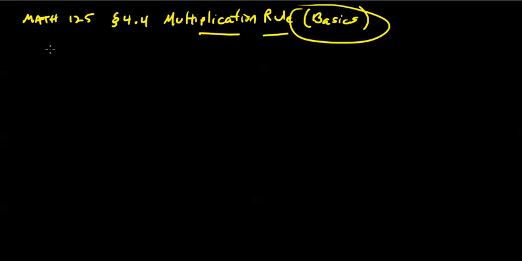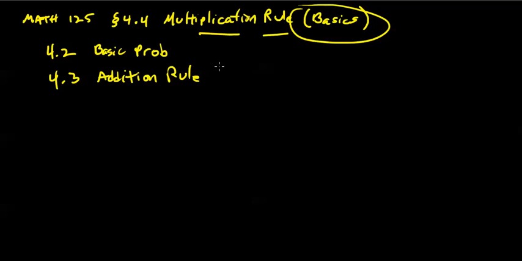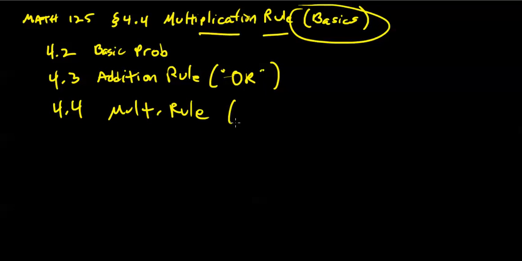Let's see where we've been in Chapter 4. Section 4.2, we talked about basic probability, and that shouldn't have been too tough. And then 4.3, of course, we talked about the addition rule. And we learned that the addition rule is invoked in OR-type events, or events linked with an OR-type statement. Today we're going to start talking about the multiplication rule, 4.4. Let me write that down again. Multiplication rule, the basics, and the multiplication rule is invoked in AND-type situations. Much like the addition rule will connect with the word OR, the multiplication rule will connect with the word AND.